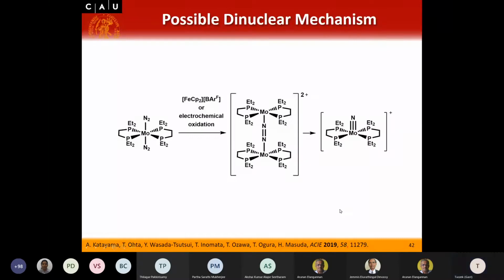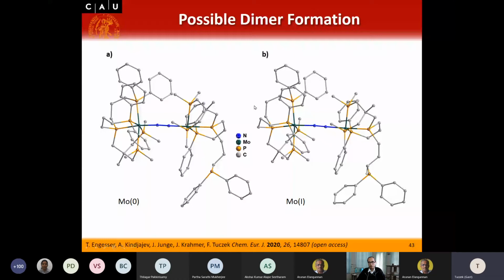So Masuda had this complex, it's a chatt-type complex. If you oxidize it to the molybdenum(I) complex, it makes a dinuclear complex and it splits the N2 to the nitrido. And we are convinced that this is not the pathway in our system, because also our system cannot form a dimer. So I'm at the end of my talk.